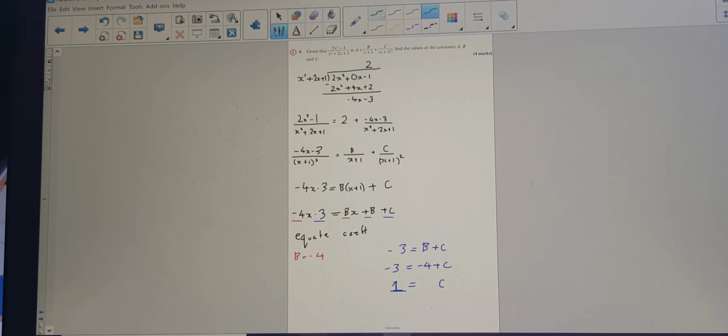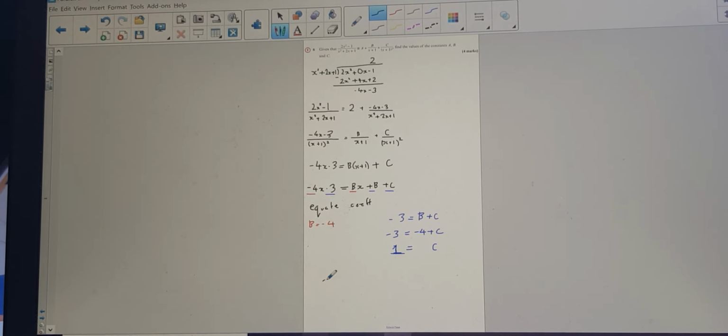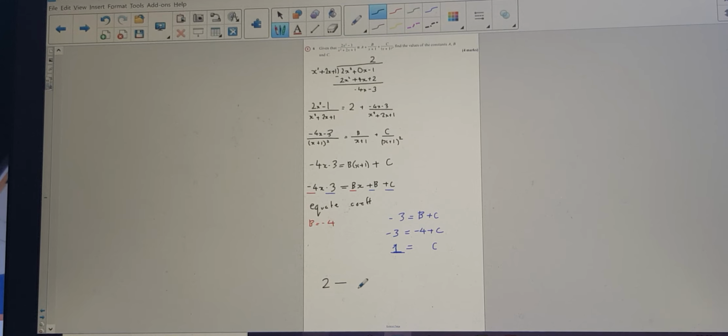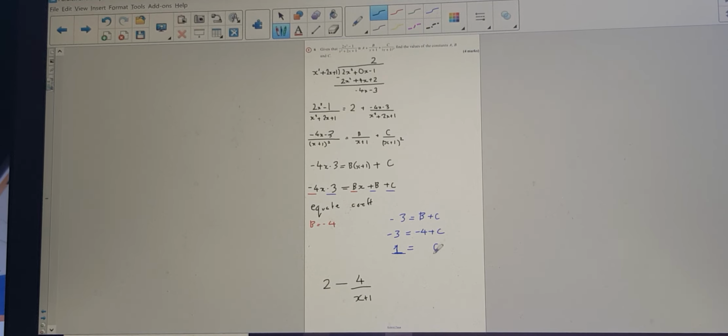Okay, now I have that information, I can write that out. I knew that a was equal to 2, then plus, well, in this case it would be negative because b was equal to -4, over x plus 1. And then c is equal to +1, so +1 over x plus 1 all squared.